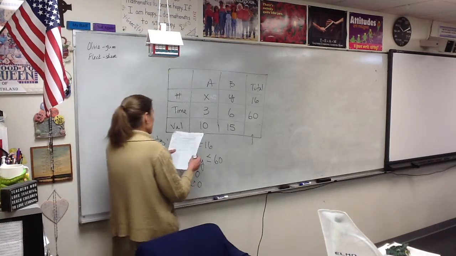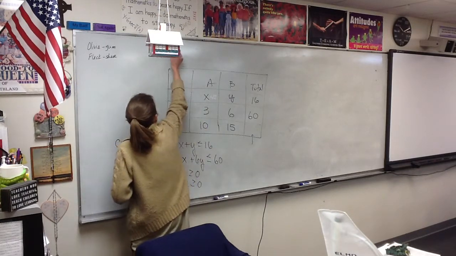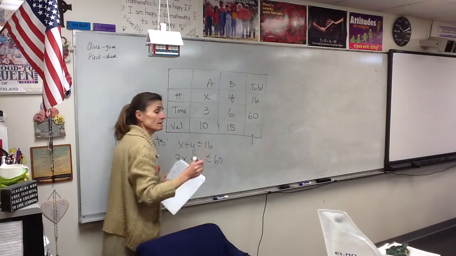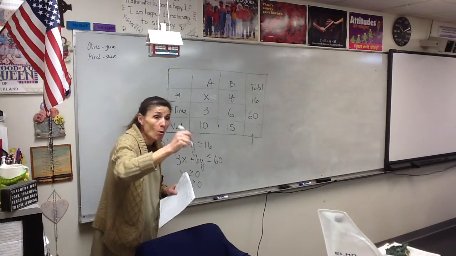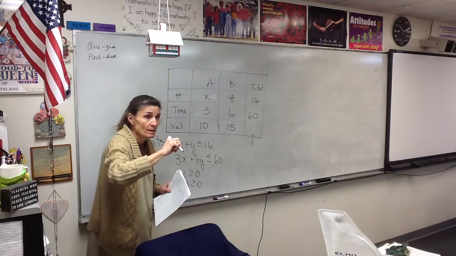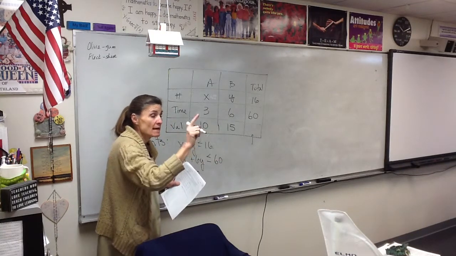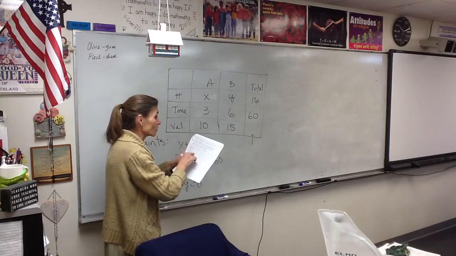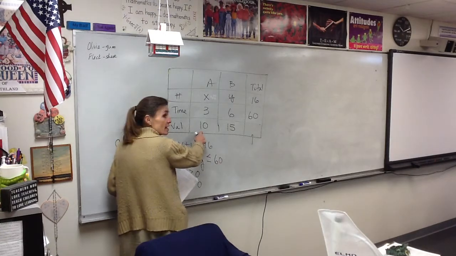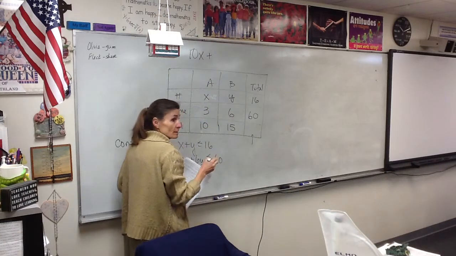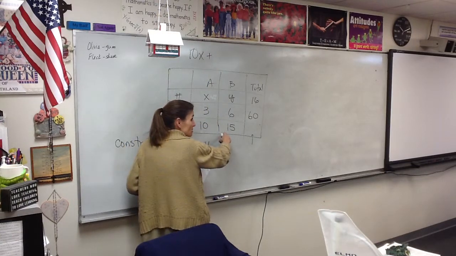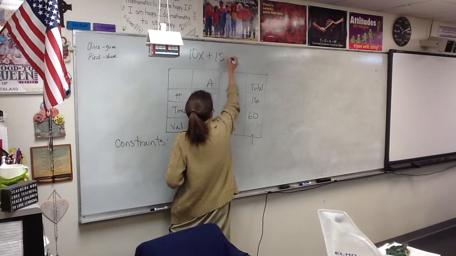Now, expression to maximize. What am I trying to get the most of? Points. And how do I get points on this test? Getting right answers. And every time I get a right answer on question A, I get 10 points. So 10 X's. And every time I get a right answer on a B, I get 15 Y's.